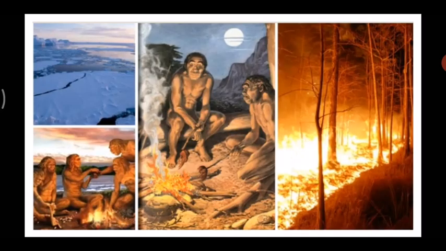Erectus had not mastered the art of making fire. That means they did not know the art of making fire. He did not know the technique of making fire, but he had seen wildfires in the forest. Can you see the last picture? They had seen such wildfires in the forest.